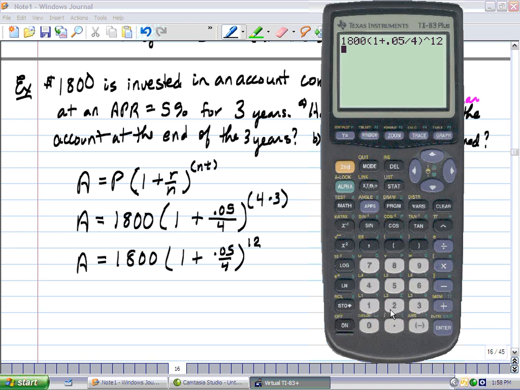Now you could multiply this by hand. 1.05 divided by 4, 12 times. Or you could do the 0.05 divided by 4 and have those decimals and multiply it out 12 times. You don't want to do that. Okay, we want to round to the nearest penny. So that's going to be $2,089.36.